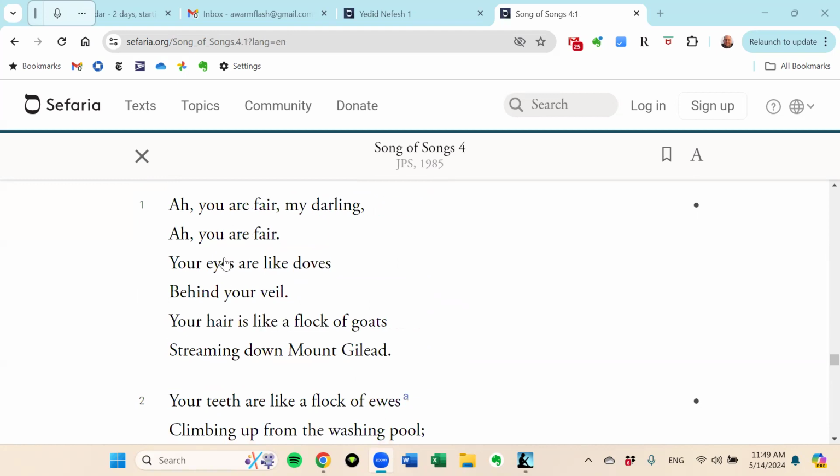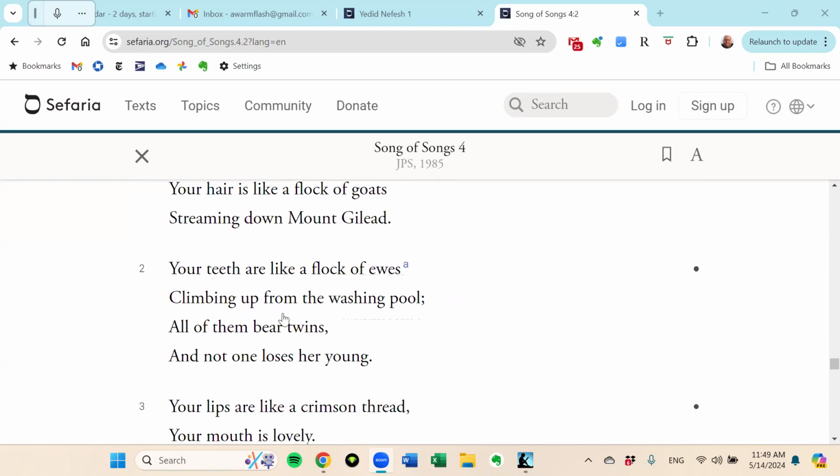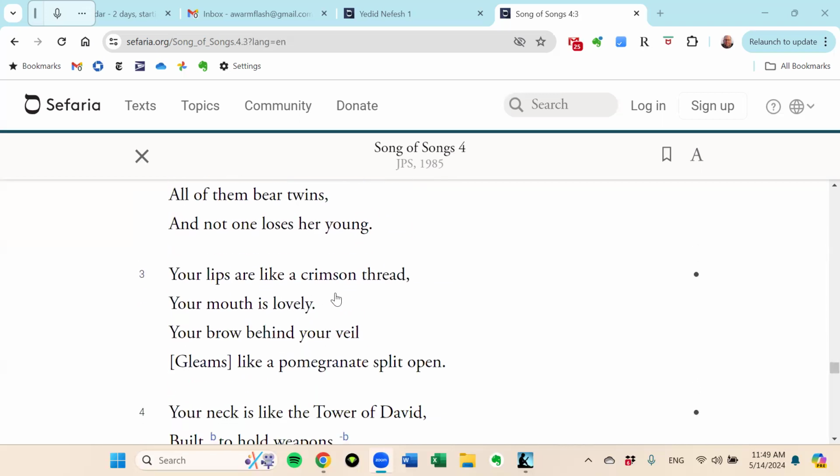"You are fair, my darling. Oh, you are fair. Your eyes are like doves behind your veil. Your hair is like a flock of goats. Your teeth are like a flock of ewes climbing up from the washing pool. Your lips are crimson." I mean, this is describing her physical beauty.